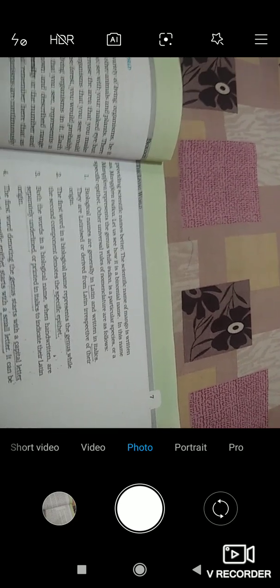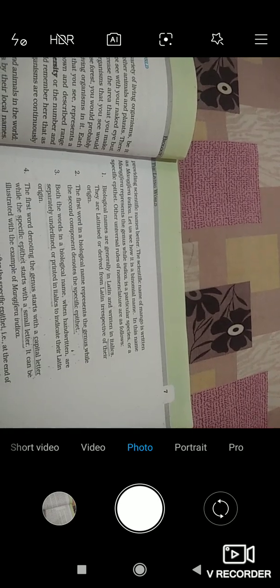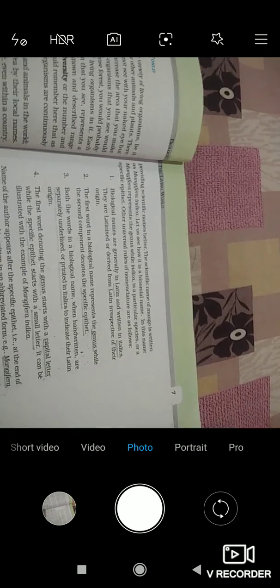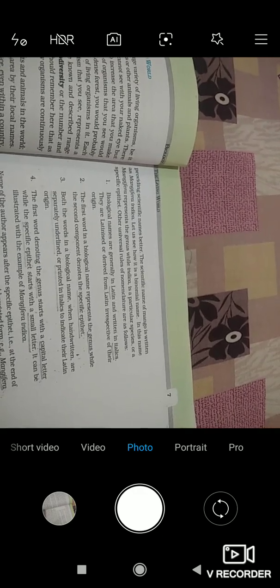Okay, so let's see the next statement, what it is telling. Other universal rules of nomenclature are as follows. So there are some kind of rules to name this organism. So let's see what rules are there. Point 1. Biological names are generally in Latin and written in italics.